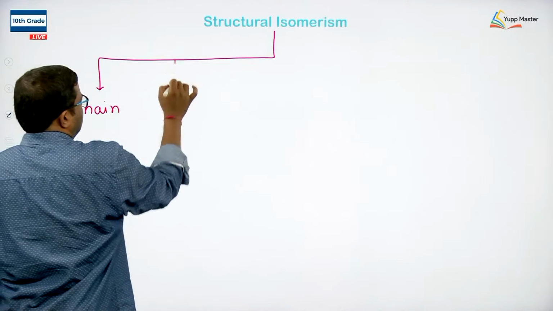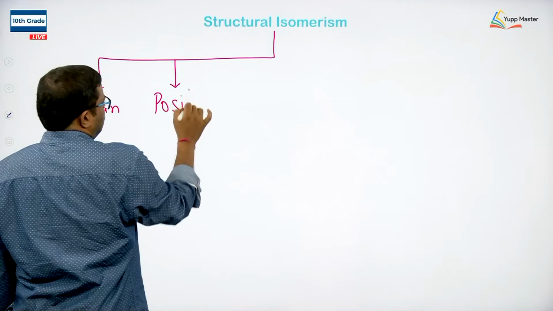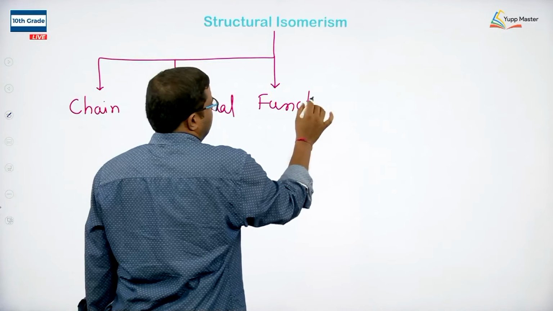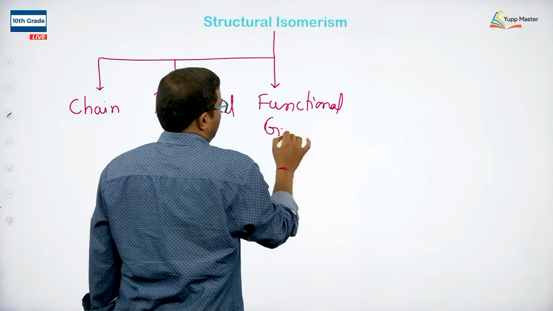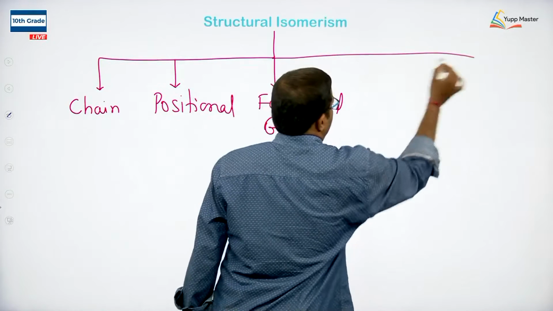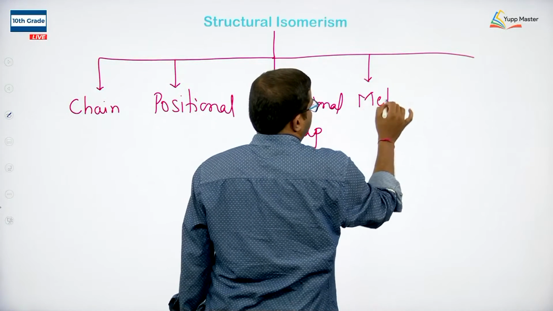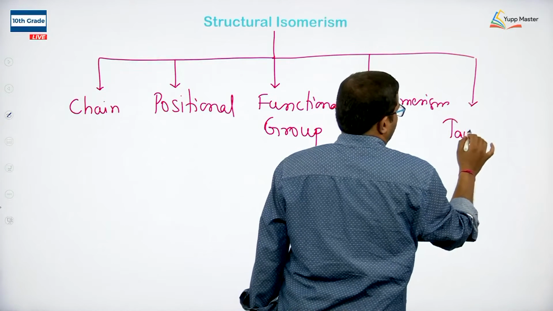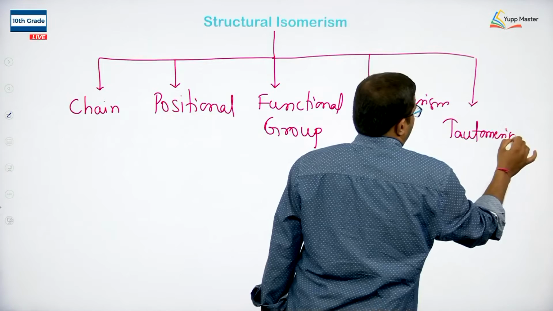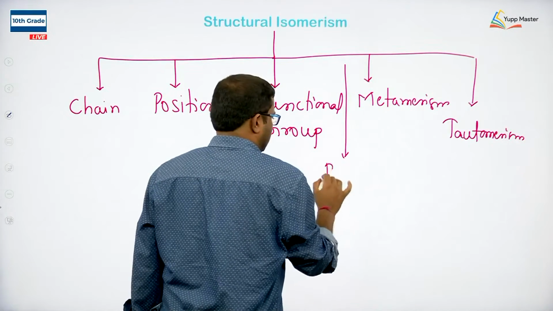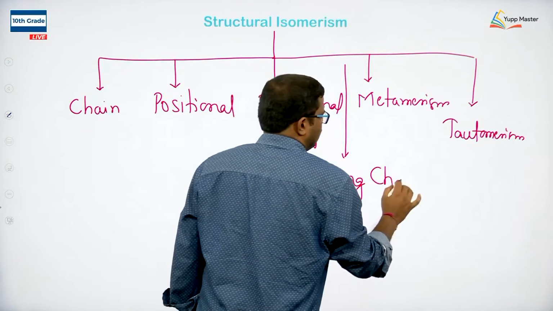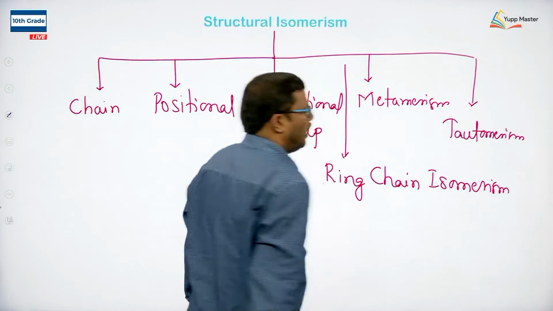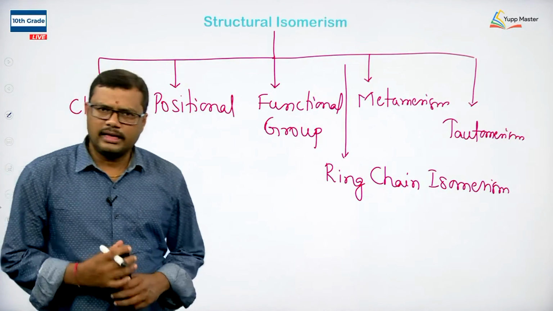So, the first one is chain isomerism, the second one is positional isomerism, the third one is functional group isomerism, and the fourth one is metamerism. The fifth one you can take as tautomerism, and the last one you can take as ring chain isomerism. So, these many different types of structural isomerism are possible in the case of organic compounds.